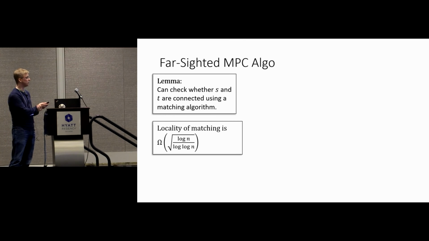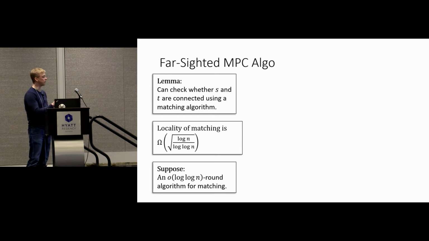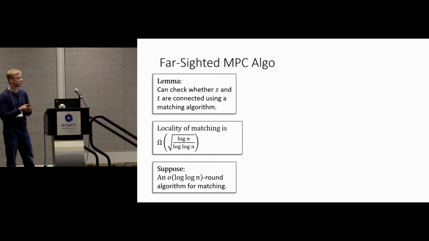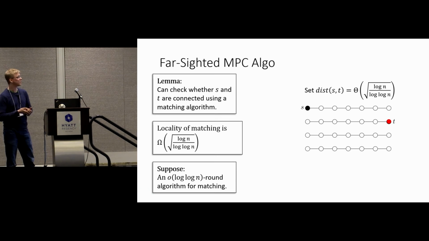All right, and now there's not much more left to do. So the ingredients we have are this checker for whether we are in the same component. Then we know that the locality of matching is roughly the square root of log n. And now let's assume that we have a matching algorithm that works faster than log n rounds. And let's recall this nice problem that we conjectured to be hard.